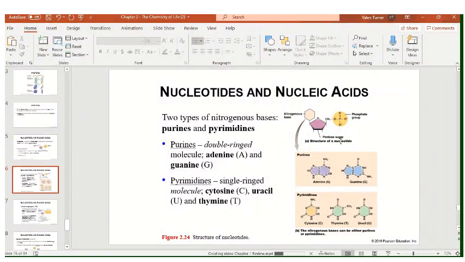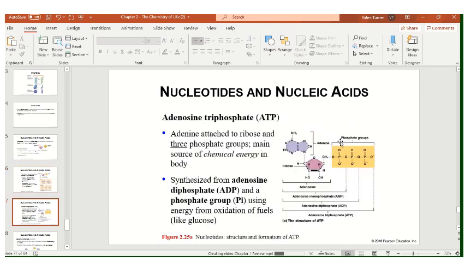You have to know which ones are found in DNA and which ones are found in RNA. First is DNA. DNA has adenine, guanine, cytosine, and thymine. Those 4 can be found in DNA. RNA has similar ones. It has adenine, guanine, and cytosine. But there is no thymine in RNA. Instead of thymine, it has uracil. So that's a major difference between DNA and RNA. They both have adenine, guanine, and cytosine, while DNA has thymine and RNA has uracil.